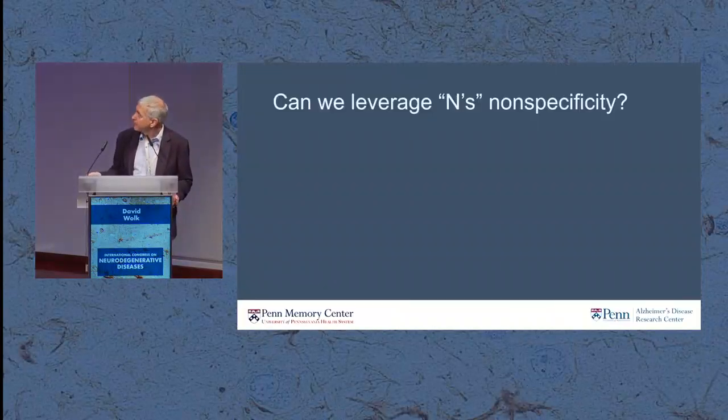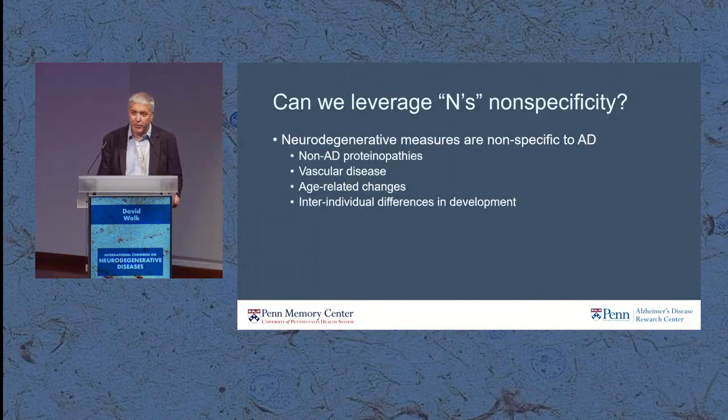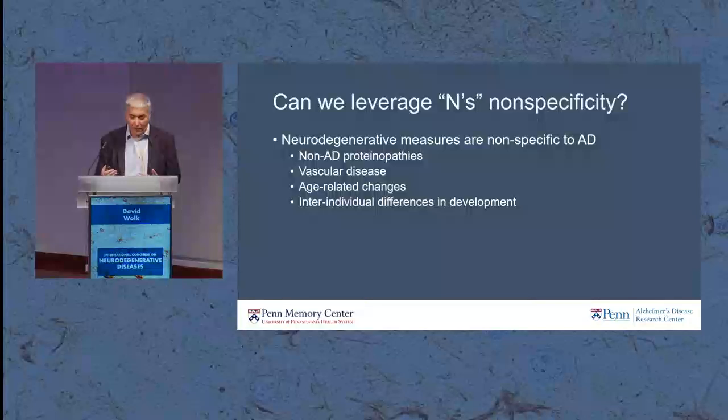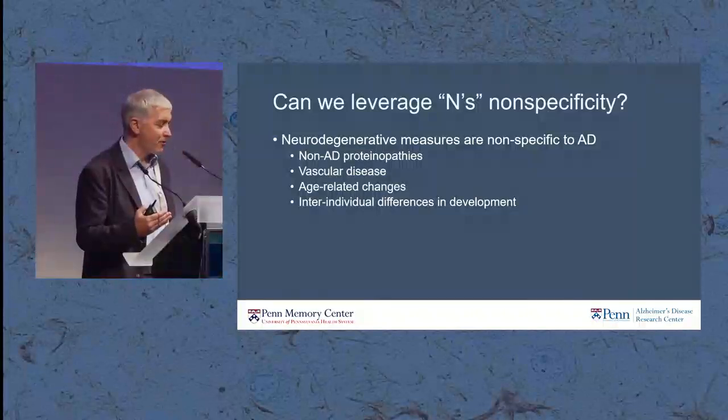And so one thing that we've thought a lot about is, how can we leverage the non-specificity of neurodegeneration to provide clues as to other pathologies? And when you think of what neurodegenerative measures are, particularly when they're measured cross-sectionally, they're going to be a combination of Alzheimer's disease-related changes, these other non-Alzheimer's disease-related proteinopathies, and vascular disease, which has been shown to have effects on gray matter structure.